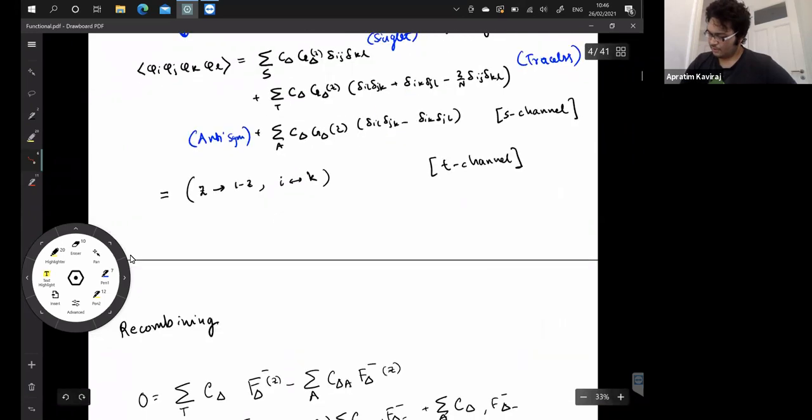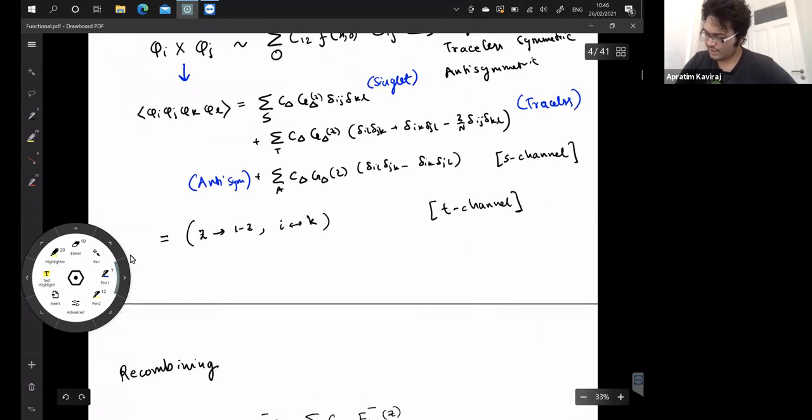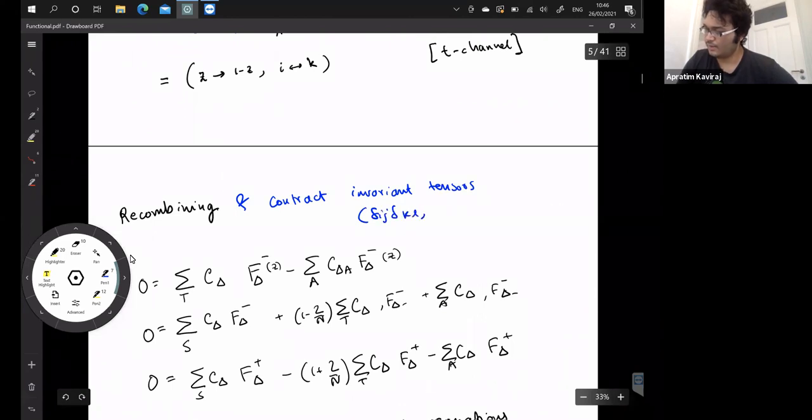So how do you obtain the bootstrap equations from this? You can just recombine the S channel and T channel, and also you have to contract with the invariant tensors, which are like delta ij, delta kl, or the traceless symmetric combination delta ik, delta jl plus delta il, delta jk minus and so on.